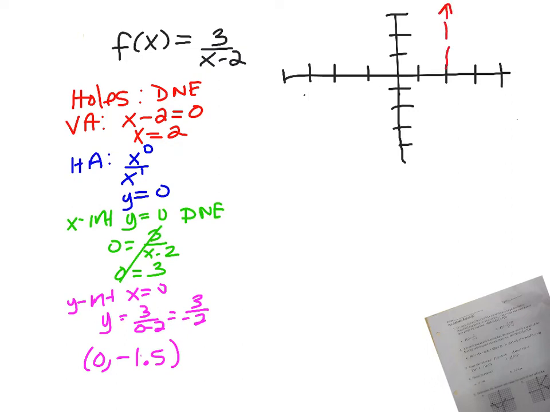So here's the vertical asymptote. Let's do our horizontal asymptote is at y equals 0, so that means that's right on the x-axis here. All right, let's graph the x-intercept. There is no x-intercept. And then we have a y-intercept of 0, negative 1.5, so that's about here. All right, so now I need to make my table of values.